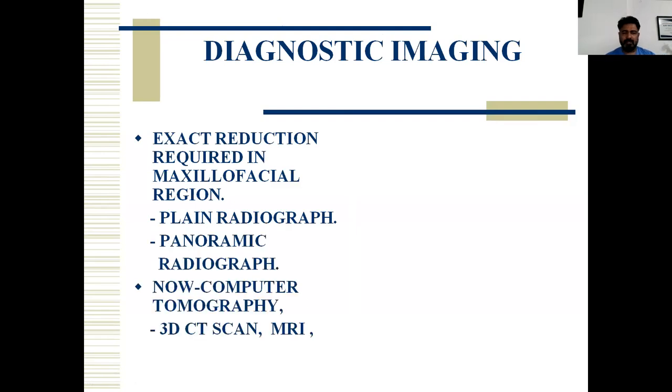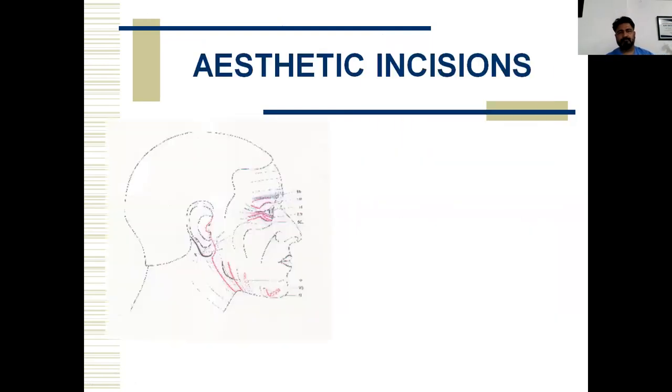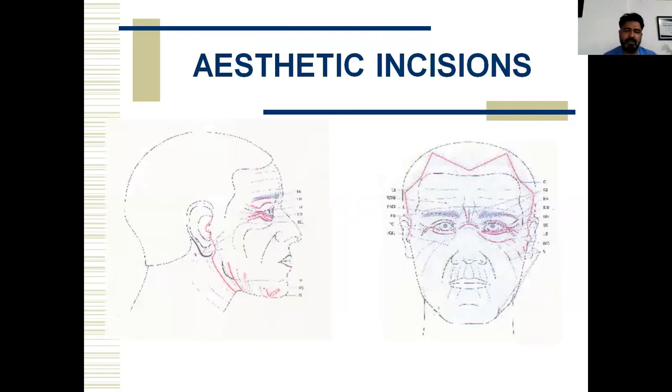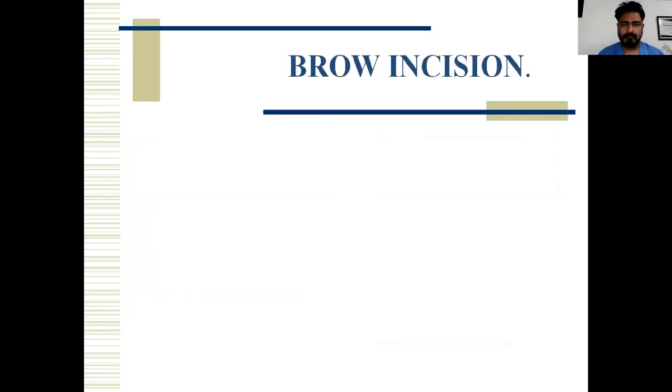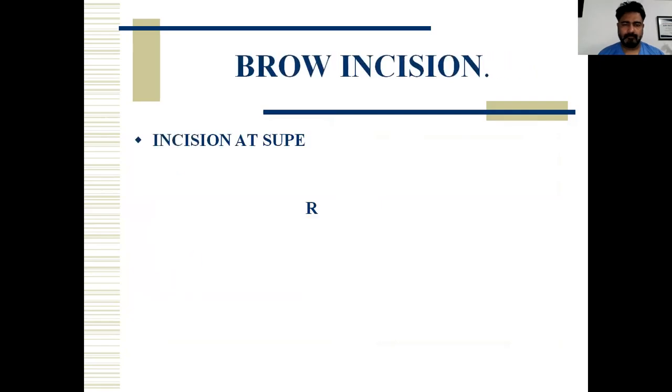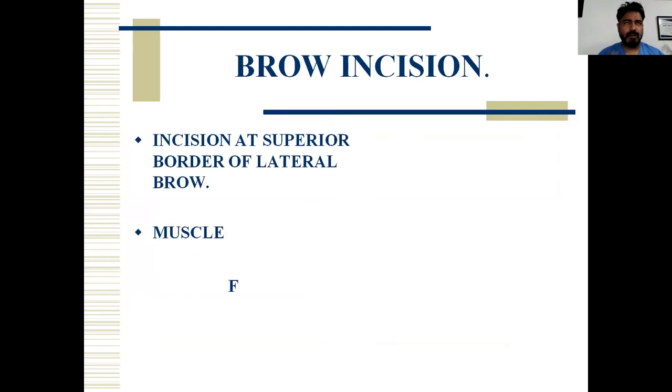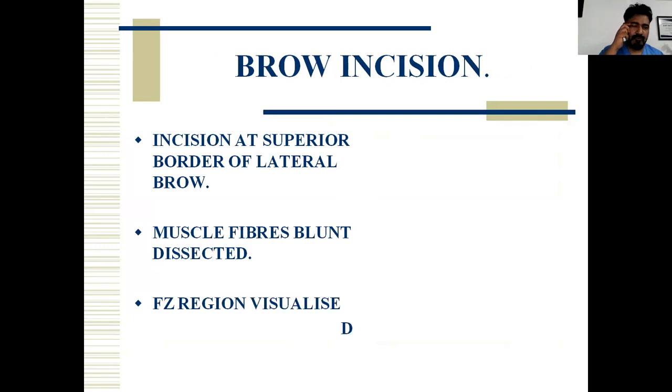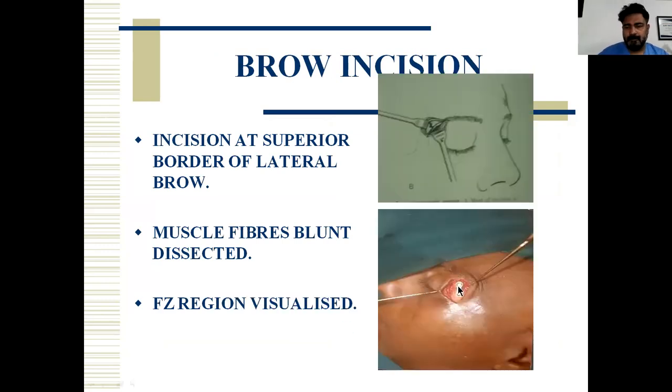So various types of diagnostic images we have already discussed. In the maxillofacial region, there are some regions for aesthetic incisions, like in the hairline, or in the wrinkles or creases. So there is the brow incision. The brow incision is an incision at the superior border of the lateral brow like this, and plating is done. So the frontozygomatic or FZ region is visualized and plated.